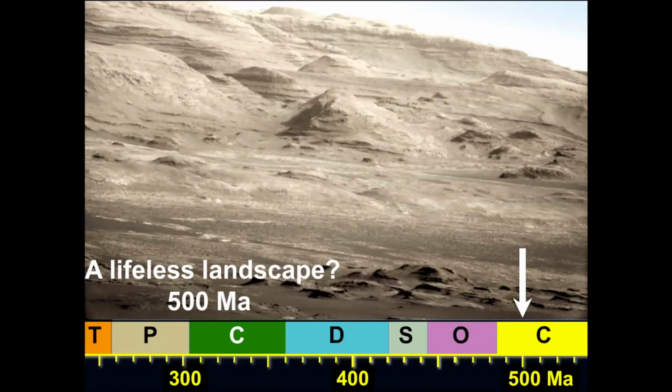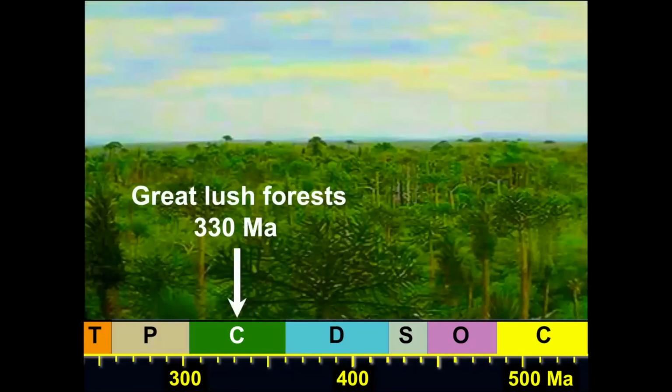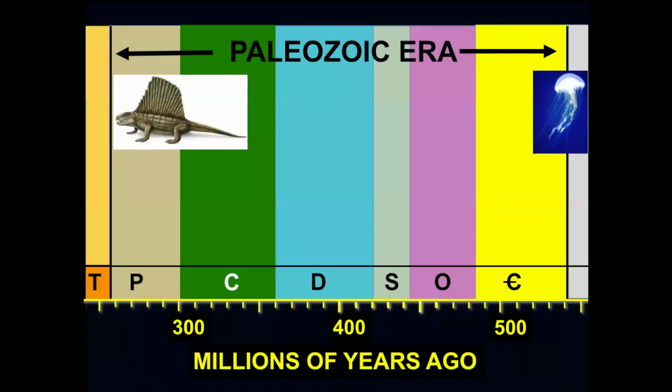Starting off, it went from a lifeless landscape. And I know this is lifeless because it's a picture from Mars. I think it's lifeless. And within a few 100 million years, we have a change to great lush forests. We start with things like jellies, and we end up with large sailback complex predators. So lots of change during the Paleozoic.